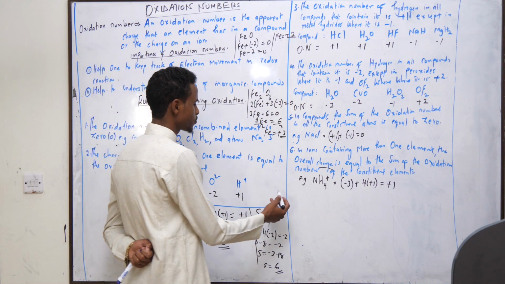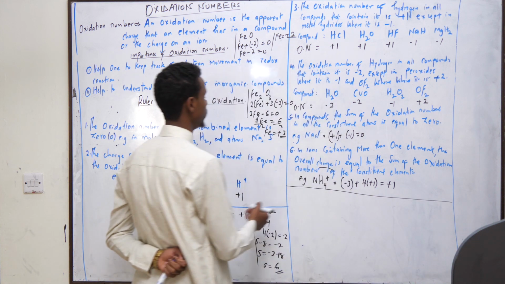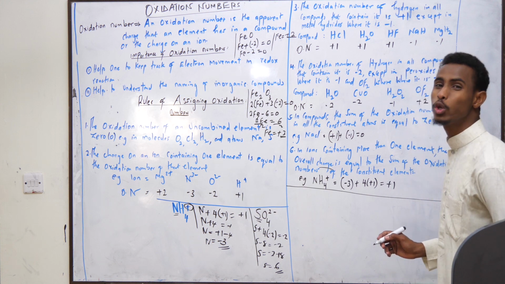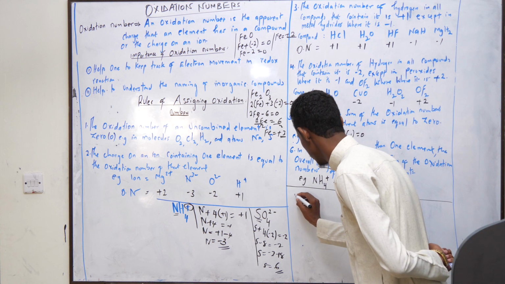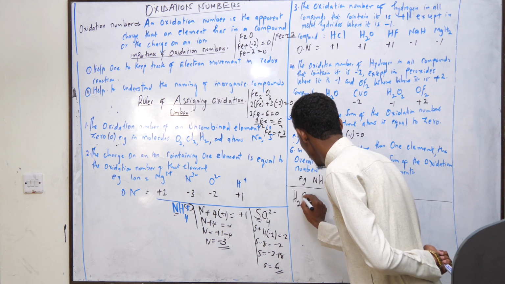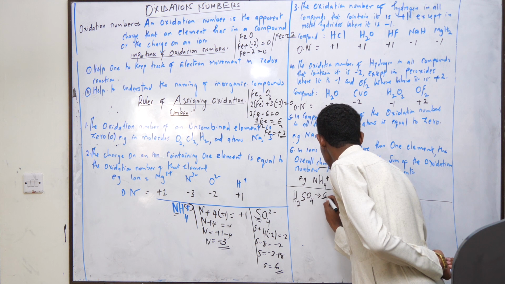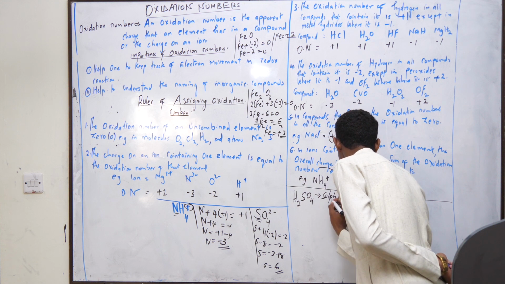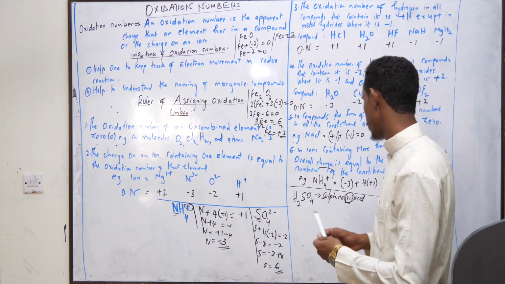Now class, you may have seen a lot of elements being called. For example, we have sulfuric 6 acid, written as H2SO4. We say sulfuric 6 acid. Now I want to prove that 6 today. How is it coming about?